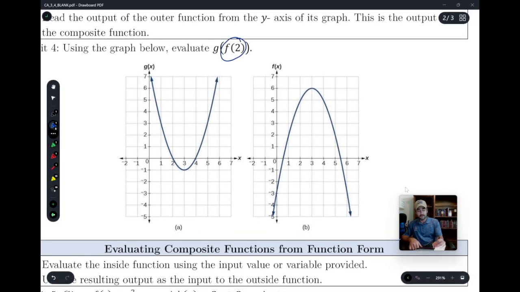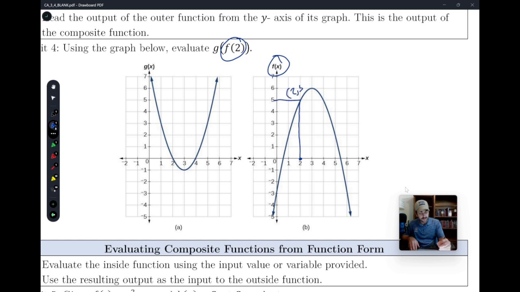f of 2. Can you start on the inside and work your way out? Can you do anything to 2? No. Can you do something to f of 2? Sure, you could solve it. So go to the f graph, which is right there, for your f of 2. Go to 2, work your way up until you hit the blue line, and it looks like you've got the point (2, 5), which means that f of 2 is 5.